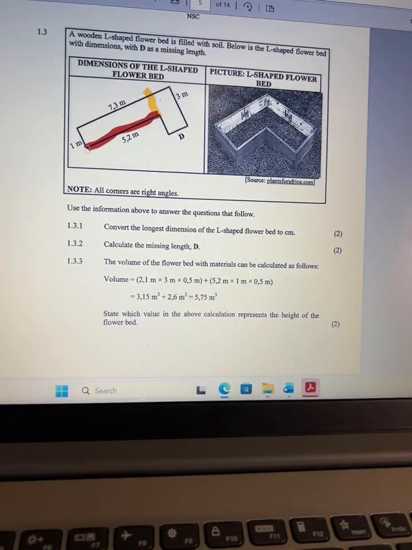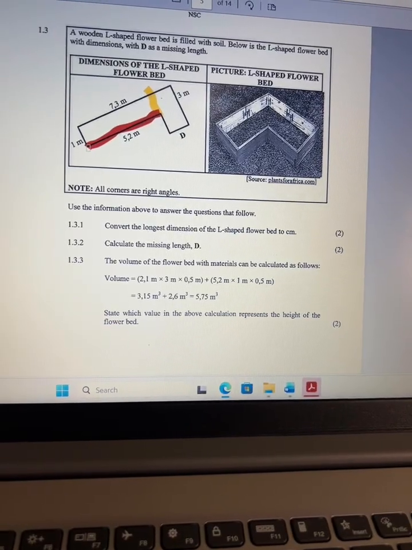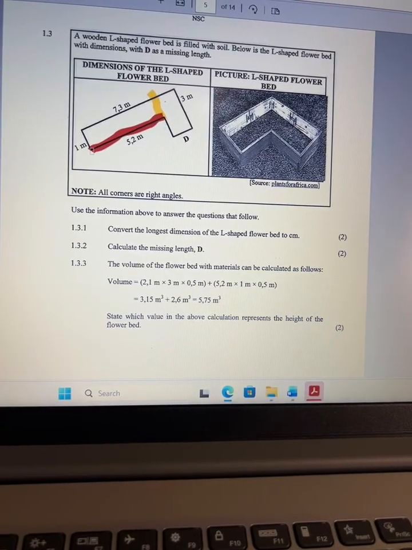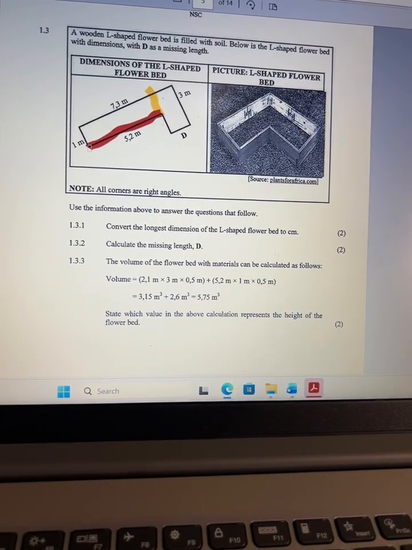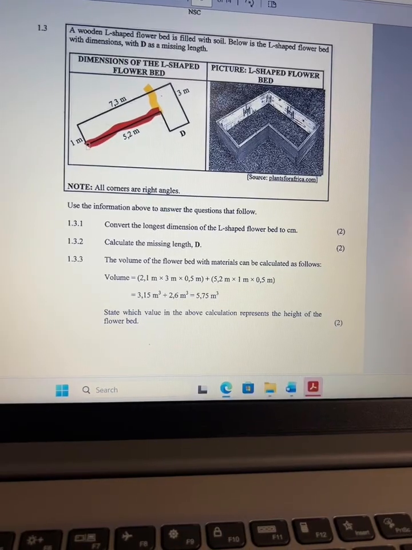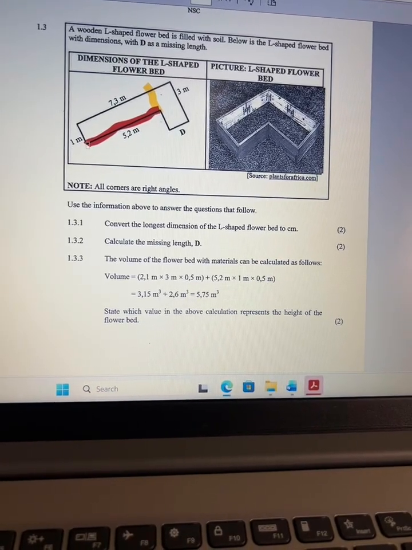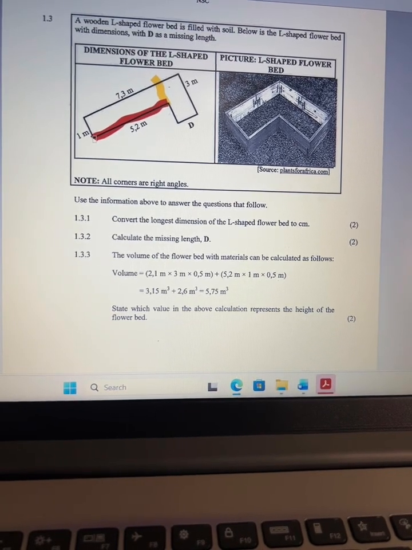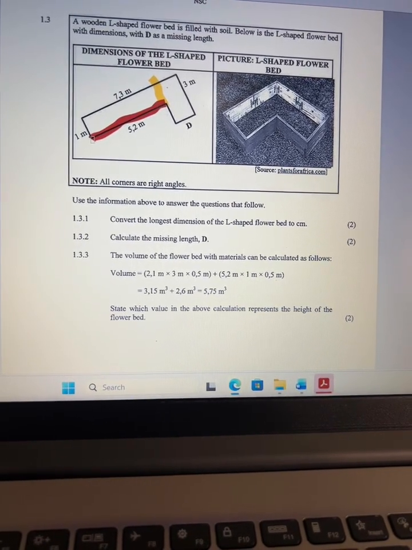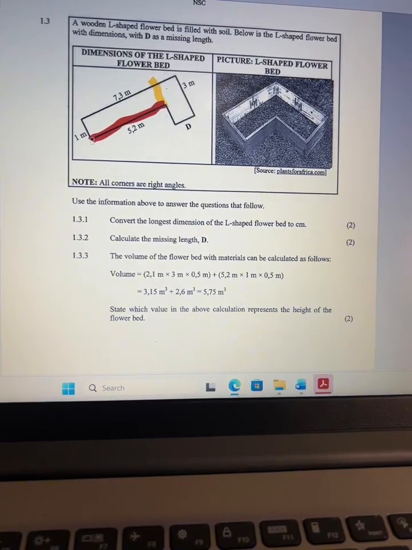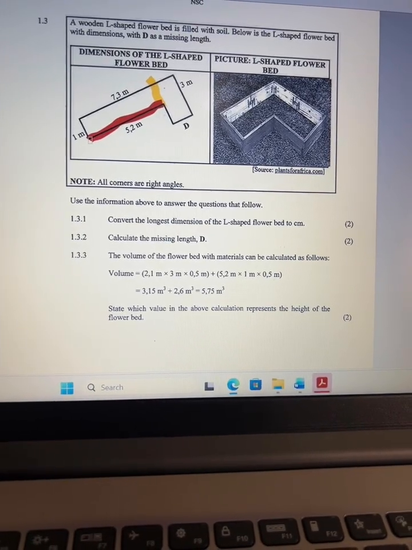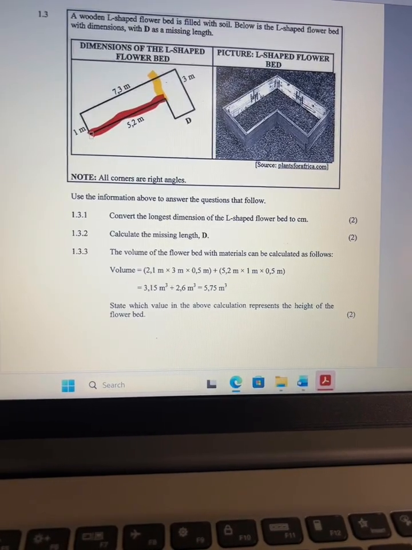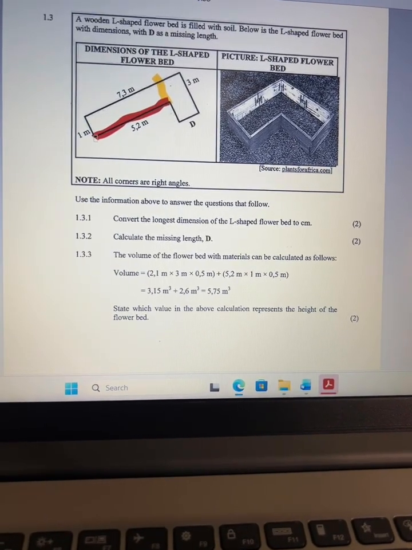So they're talking about the value in the above calculation that represents the height of the flower bed. If we check the 2.1 meters multiplied by 3 meters, 3 meters we have on our drawing. 0.5 meters we don't have on the drawing. And then 5.2 meters we have on the drawing.